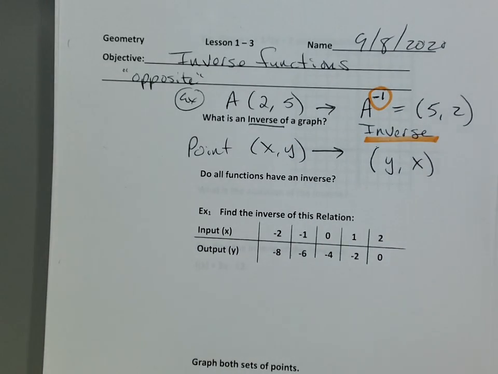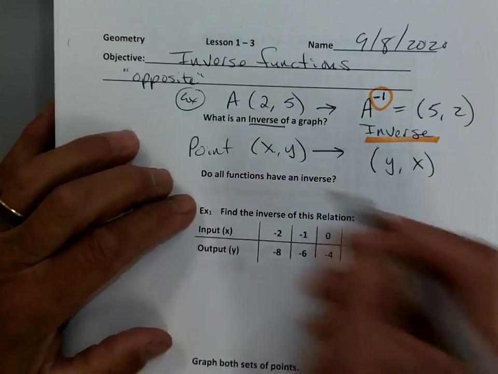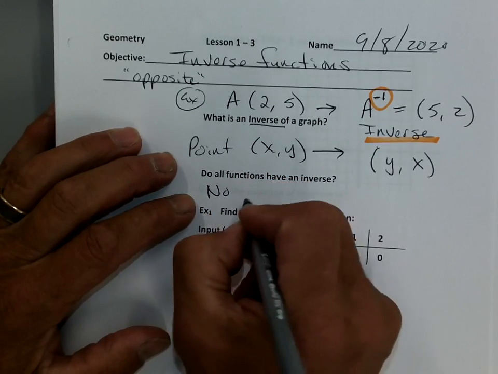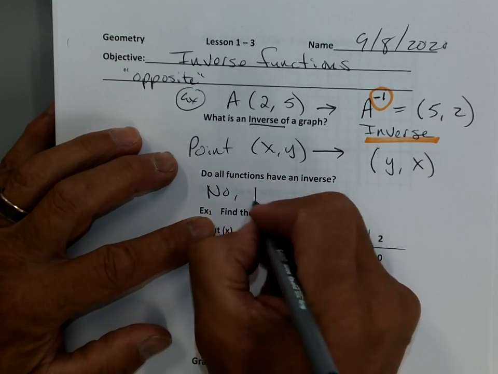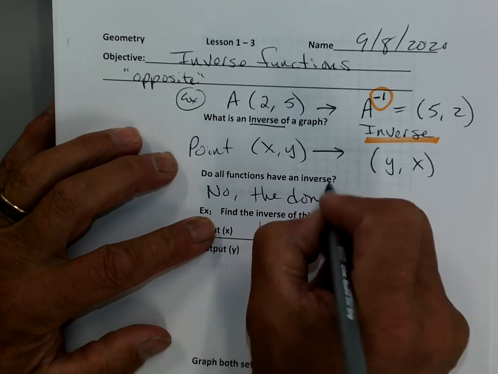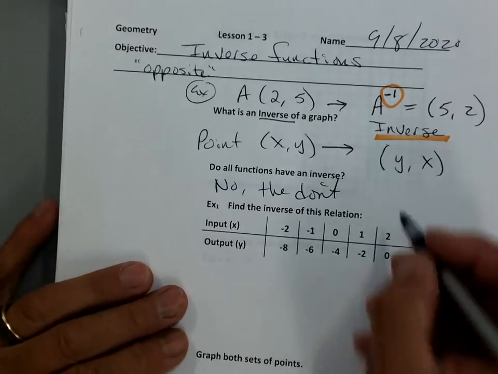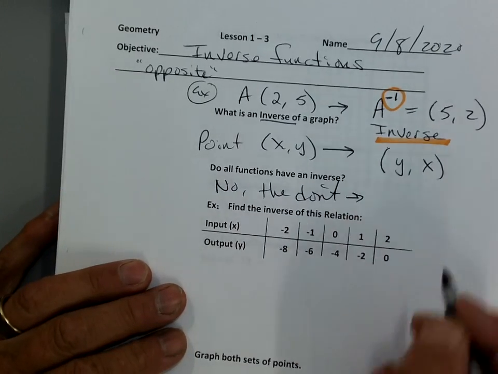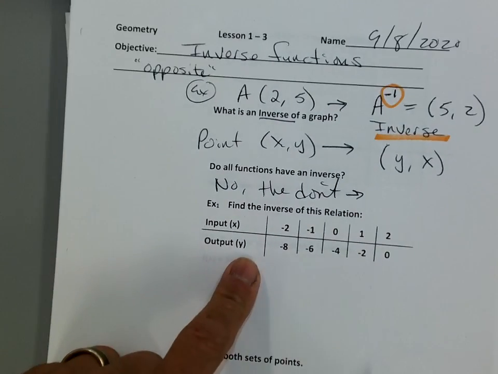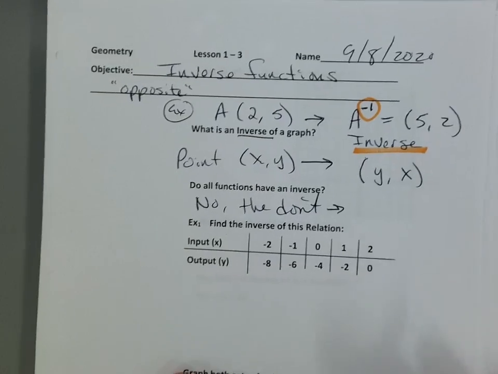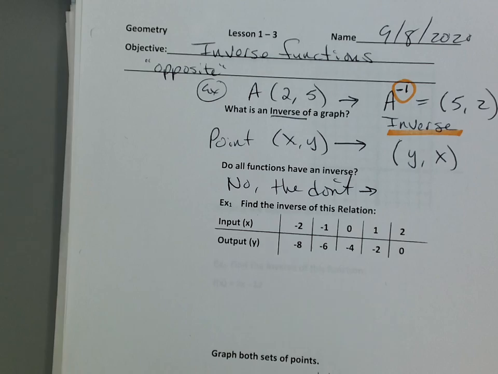Okay, do all functions have inverses? Actually, no, they don't. And we'll see that later. They don't. Okay, and we'll see why. Because, again, it's got to be a function. It's got to pass that vertical line test. So we'll talk about that, okay? As we get into, like, one of these, okay? Okay, so example 1. Find the inverse of this function.